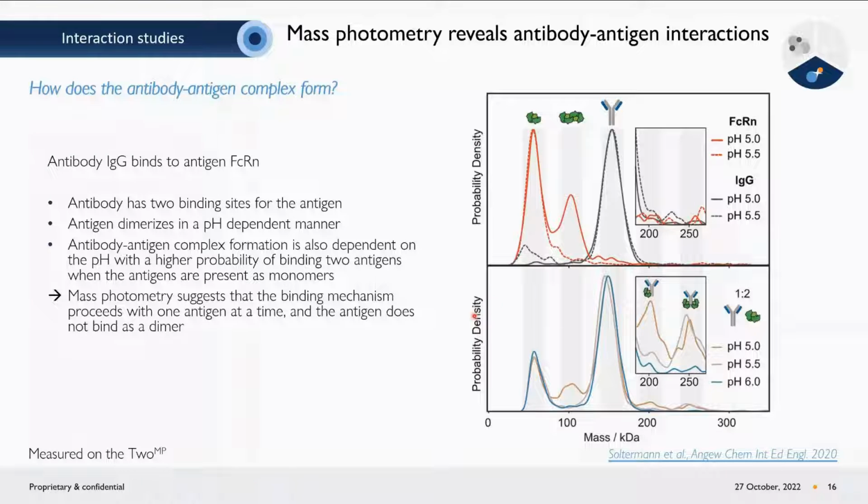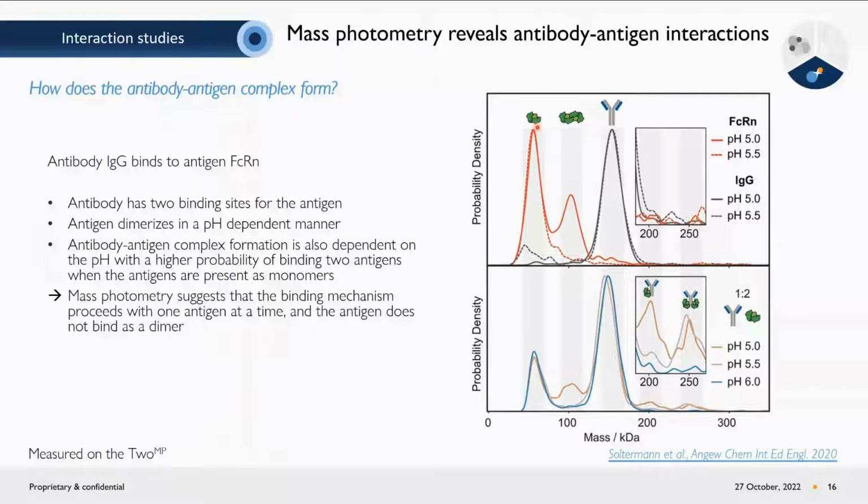A bit more complex, but a similar study is performed here. Not only did these authors look at the binding of antibodies to antigens, they also looked at changing conditions. On the top again is the antibody and the antigen in isolation, but at different pHs. For the antibody, pH 5, pH 5.5, that doesn't make a difference. The peak is the same. You see a bit more of the low molecular range here at pH 5.5. But, sorry, this is IgG, by the way. For the antigen, FcRn, however, there's quite a difference.